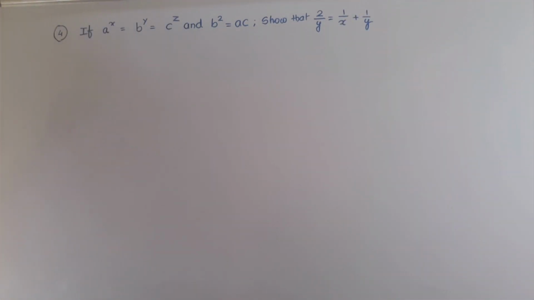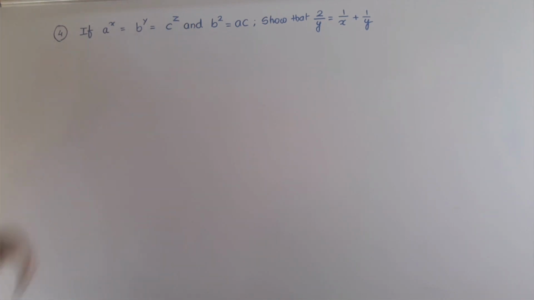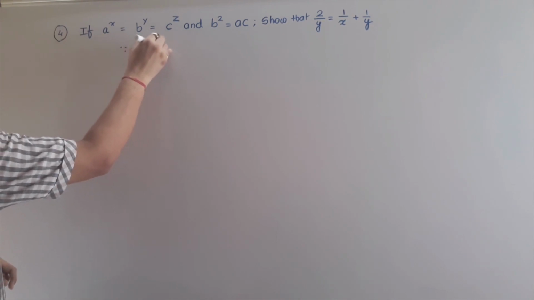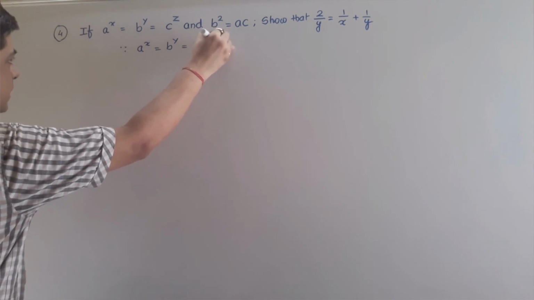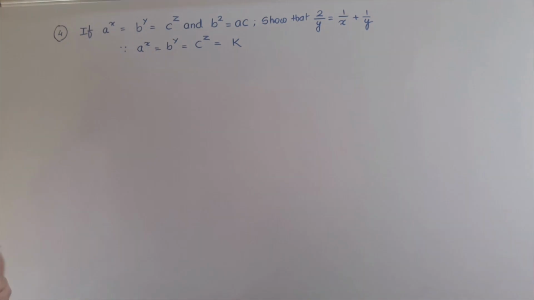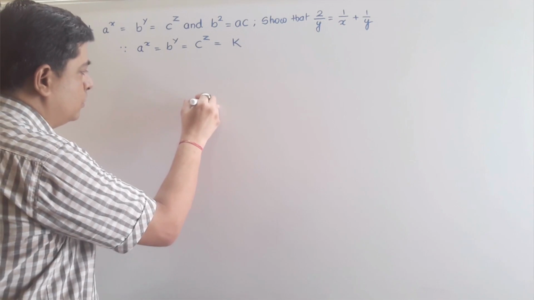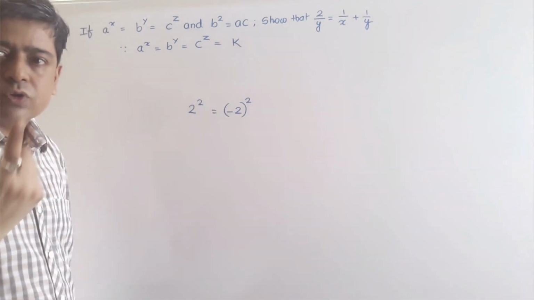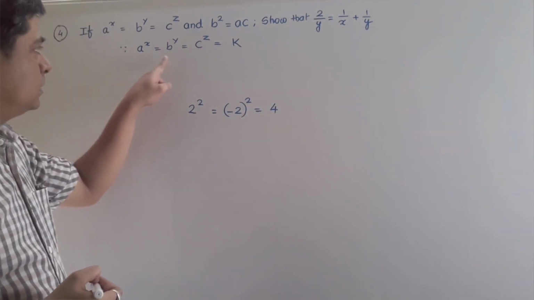Now let us see how we can prove this equation with the help of these two things. First of all, I will consider the given equations, a to the power x is equal to b to the power y is equal to c to the power z, and I will suppose all these three terms equal to k. Because, suppose I say the value of square of 2 and the value of minus of square of 2, both are equal, so both should have a common value, that will be equal to 4. In the same way, these all three terms are equal.